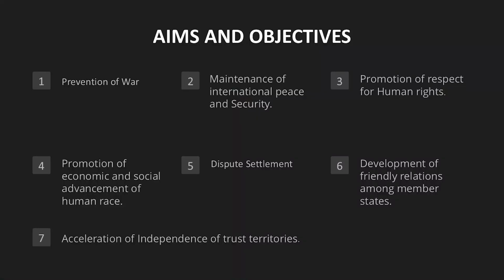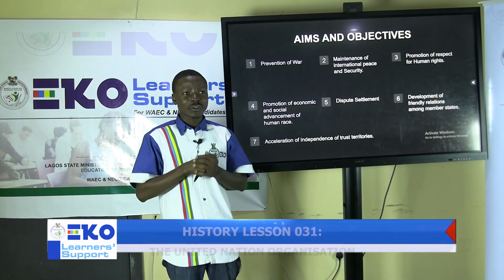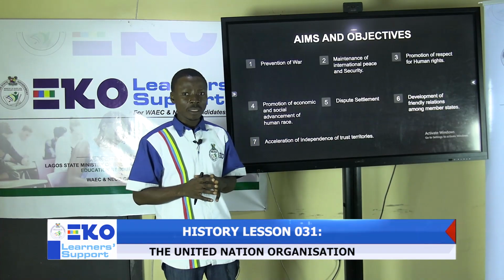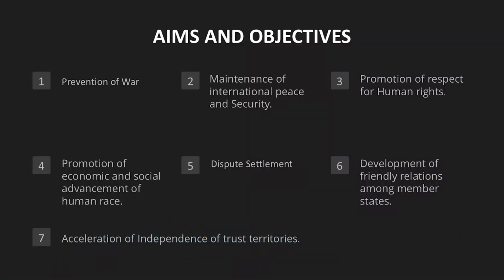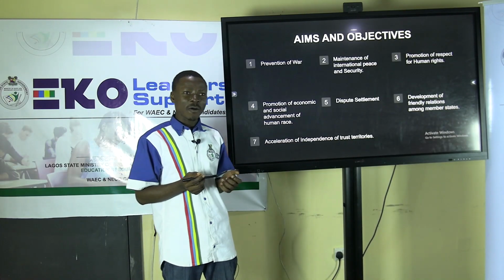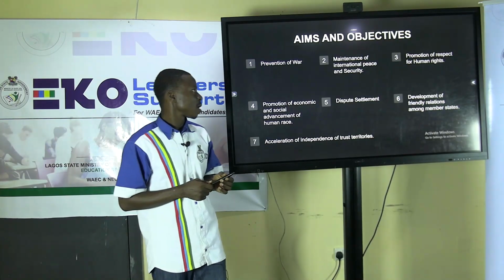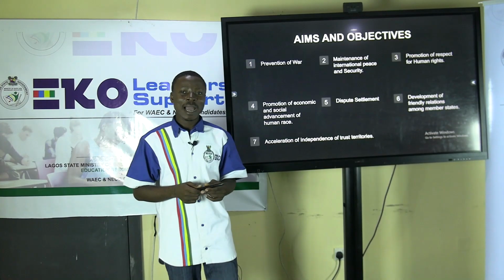Now we'll also be looking at the aims and objectives. The charter and the principles of the United Nations actually inform the aims and objectives of the organization, which also dictate the functions and activities of the organization. And part of this is, number one, prevention of war. Part of the aims and objectives of the organization is to prevent the outbreak of any other war that is global in nature. And also the second one is maintenance of international peace and security, so as to achieve prosperity among humankind and the human race.